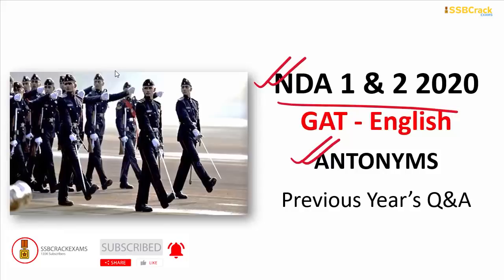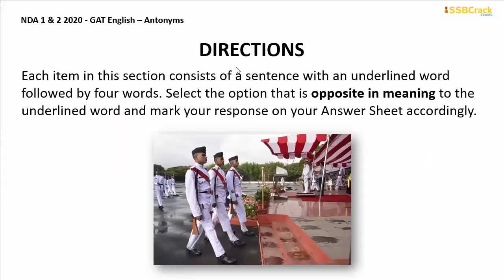So the first thing first, let's read the directions, which is very important before you start solving the questions from any section in your English section in the NDA paper. So let's read the directions. So here you go. Each item in this section consists of a sentence with an underlined word followed by 4 words. Select the option that is opposite in meaning to the underlined word and mark your response on your answer sheet accordingly. So now you know, if you're still confused that what antonyms are and how you can solve the questions of antonyms, everything has been described in length in the directions. You need to find out the opposite of the word that will be underlined in the sentence, right?